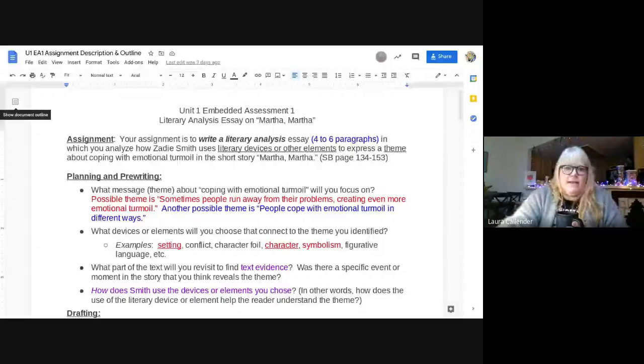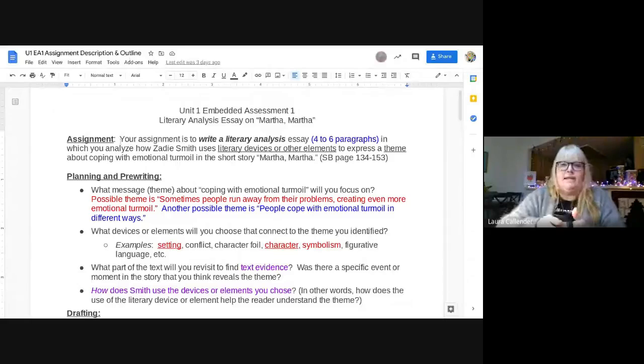Reviewing what the essay is about, here is the assignment. Our assignment is to write a literary analysis essay, which is 4 paragraphs at a minimum and 6 paragraphs at a maximum, in which you analyze how Zadie Smith, the author, uses literary devices or other elements to express a theme about coping with emotional turmoil in the short story Martha, Martha.